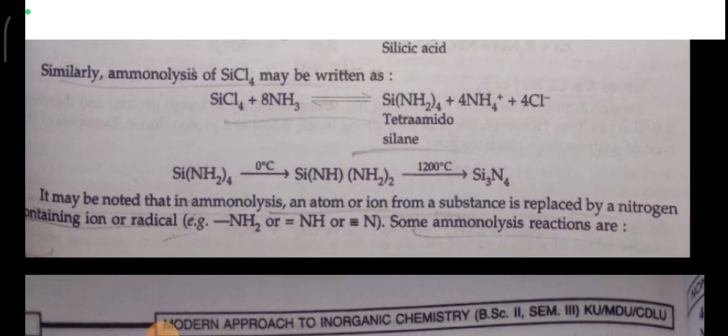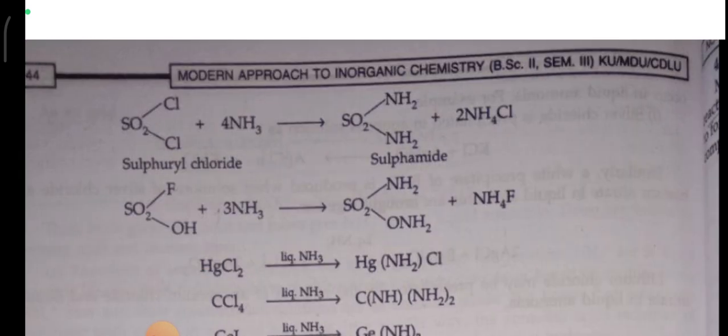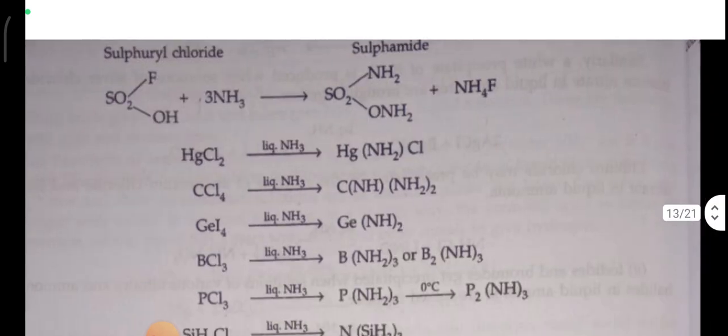It may be noted that in ammonolysis, an atom or an ion from a substance is replaced by a nitrogen-containing ion or radical. Some ammonolysis reactions are: sulfuryl chloride reacts with NH3 to give sulfamide plus NH4Cl. CCl4 in liquid ammonia gives C(NH2)4.